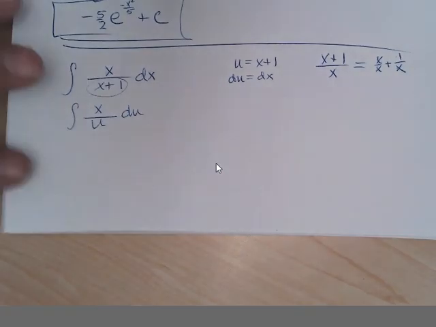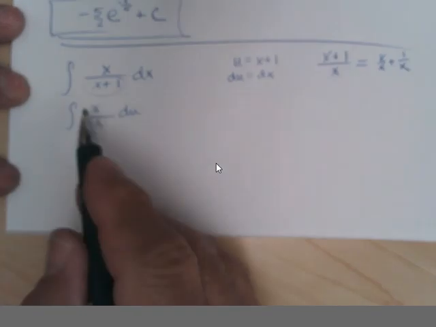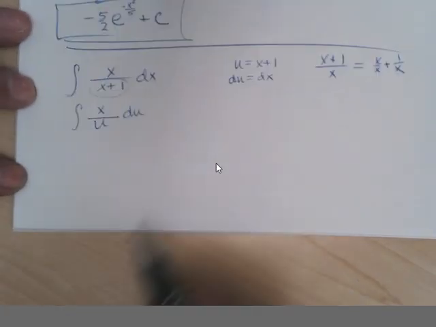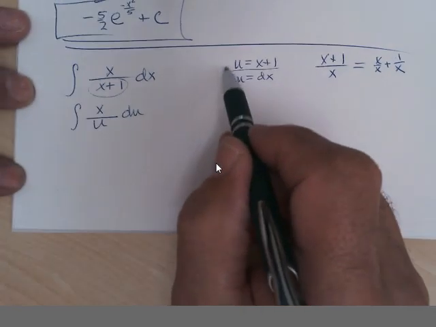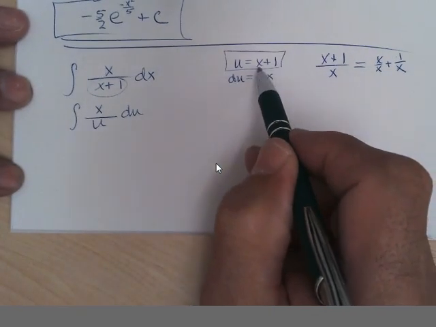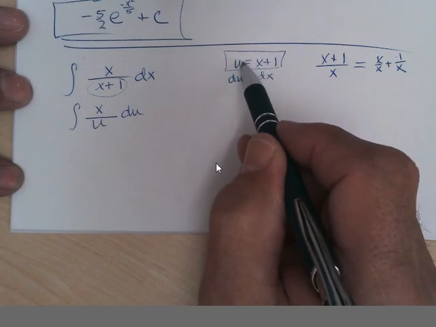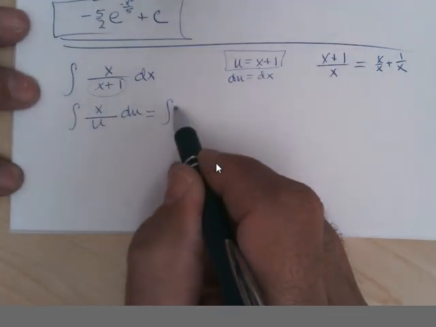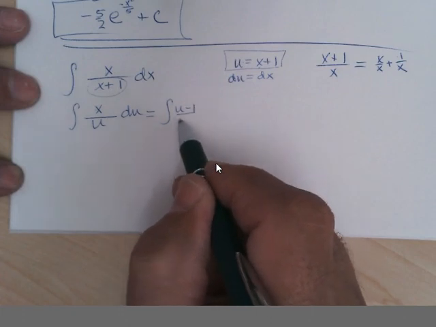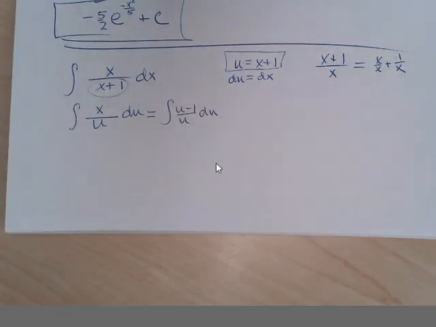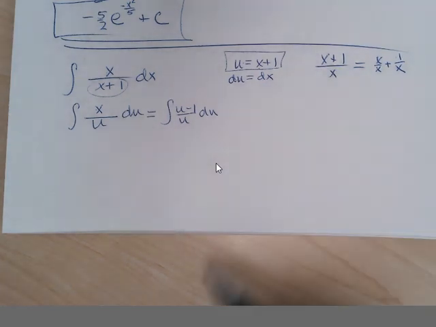Huh. What are we going to do? We got x's and u's. What is x equal to? Oh, subtract 1. x is u minus 1. Oh, the subtraction is in the numerator. Well, that's fine because it can be split up then.